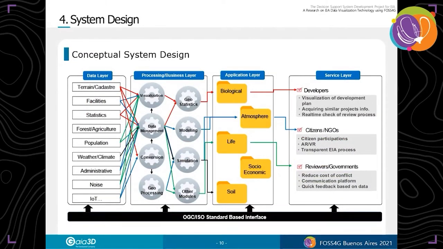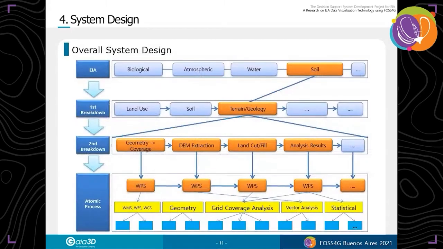This is also a conceptual component breakdown, showing how to implement some of the analytical functions for the EIA by combining and chaining atomic processes using the OGC WPS standard, web processing service. We may reduce the development time and cost, and we expect increased flexibility. This is a proposed system architecture for our research project.